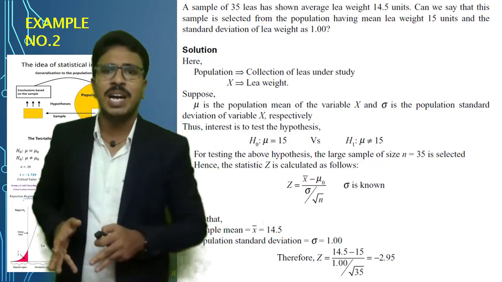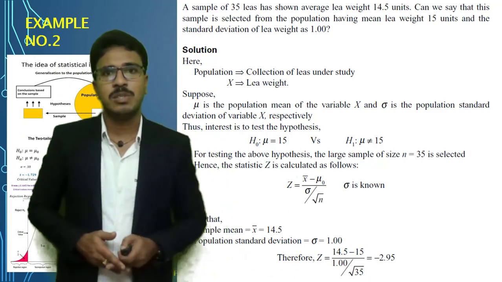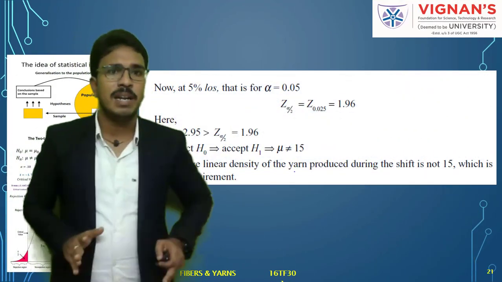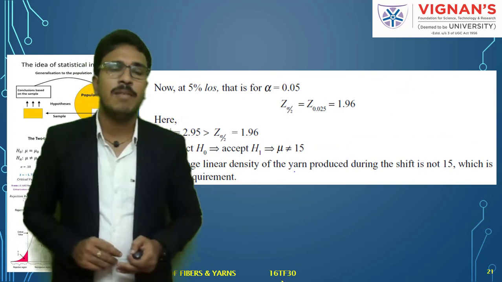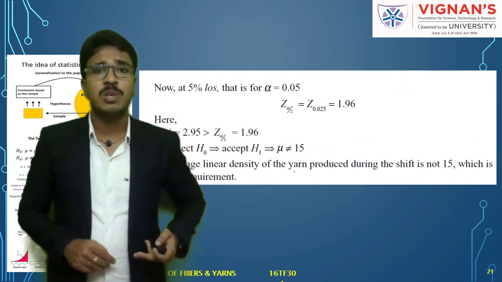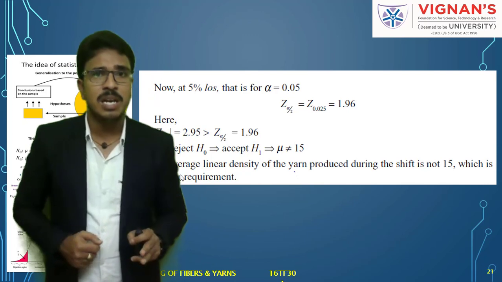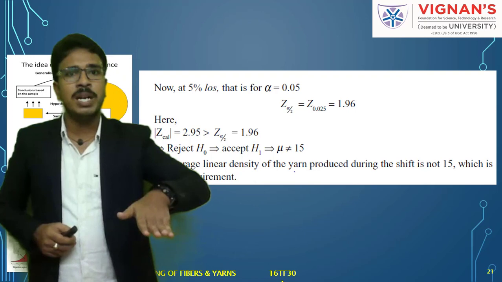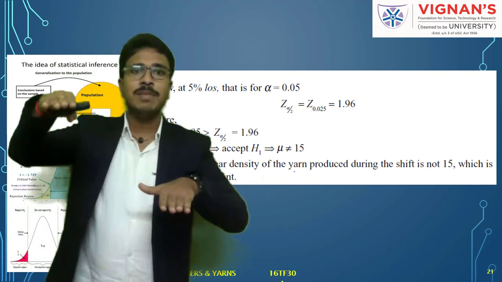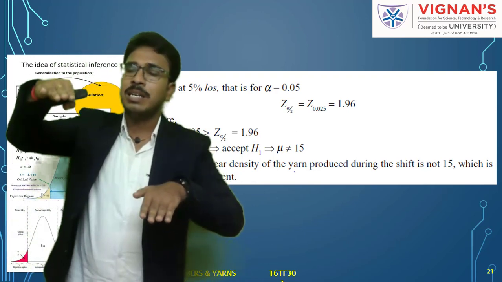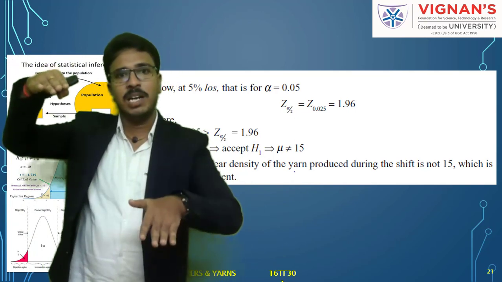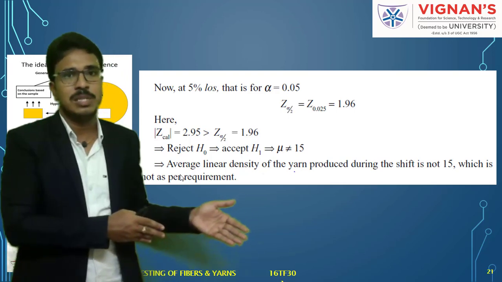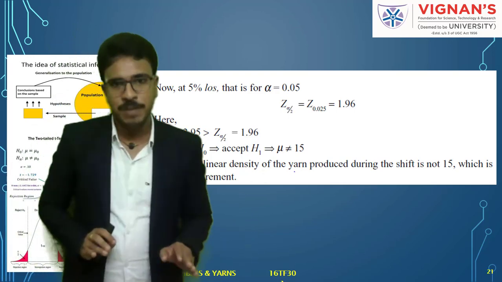This z value won't be in minus, so we can take the modulus and it is 2.95. And here also the level of significance is not mentioned, so we are assuming it is 5% and the value is 1.96. So the table value is 1.96 and our calculated value is 2.95. The calculated value is higher than the table value. So what are we doing? We are rejecting our null hypothesis. That means mu is not equal to 15.